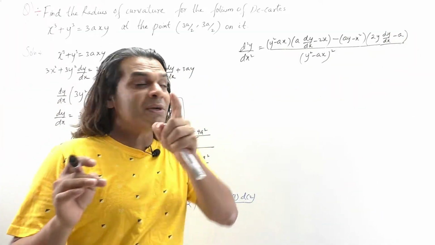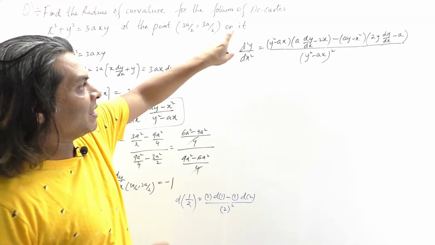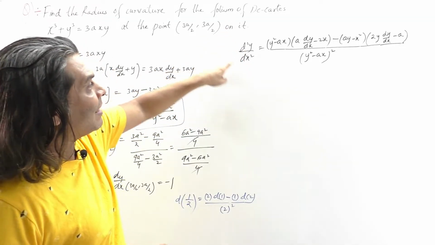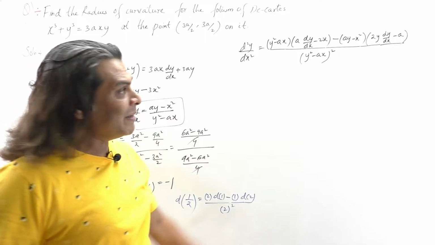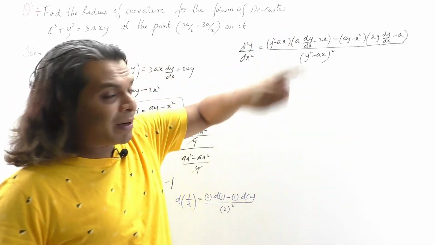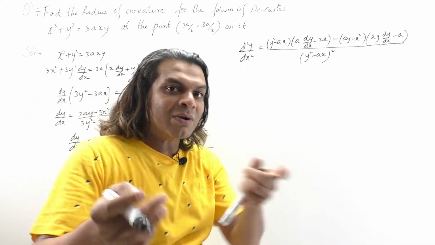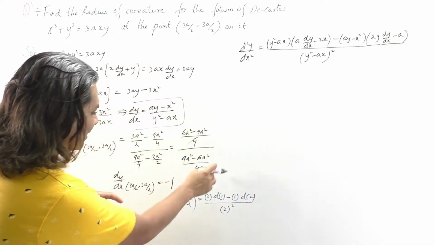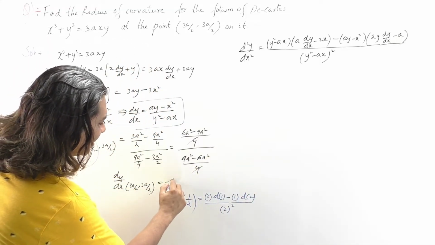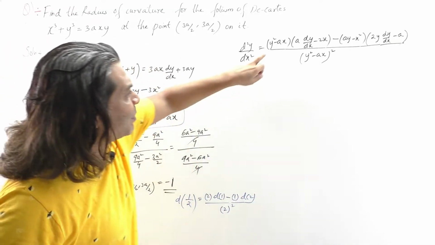Now the next thing is we need to find d square y by dx square at the point 3a by 2 comma 3a by 2. That means in place of x you put 3a by 2, in place of y you put 3a by 2, and we already know dy by dx is nothing but how much? It's minus 1. Okay, so let's put all that here.